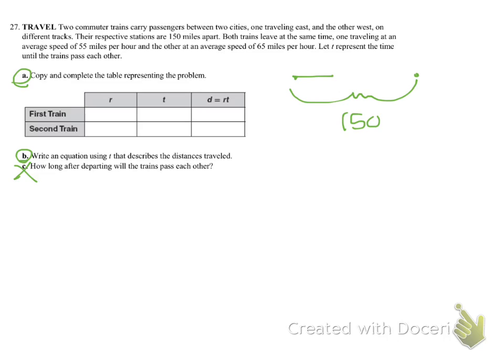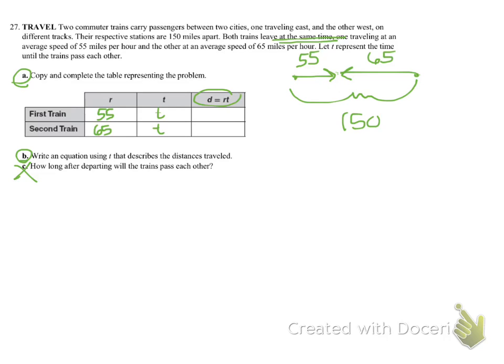Okay, and one's going east and one's going west. There's one traveling at 55 miles per hour and there's one traveling at 65 miles per hour. So the first train at 55, the second train at 65, they both leave at the same time, and we want to know when they pass each other. So their times are going to be the same.